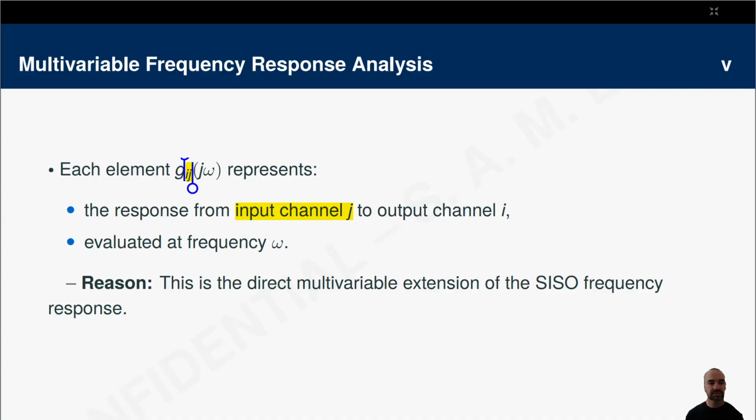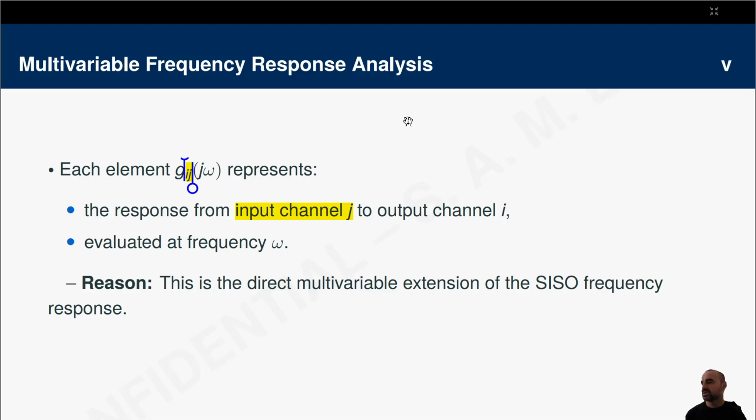Mechanical examples include motors in robotics exciting a flexible frame or a flexible arm, with multiple accelerometers measuring vibration. That's the input-output example. So we talked about the order of terms. This is the direct multivariable extension of the ISO frequency response, as I said.